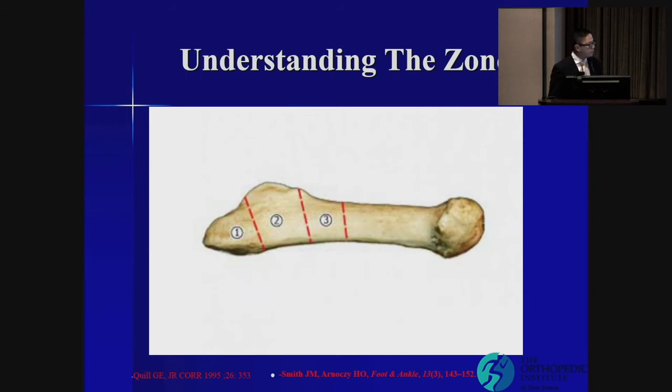Zone 1 is the base, where you do have your peroneal brevis attachment and your plantar aponeurosis attachment. Zone 2 is really the articulation between the fifth and the fourth metatarsal, and there's a lot of plantar ligaments attaching to it. And zone 3 is more of the proximal shaft, about 1.5 centimeters, extending 1.5 centimeters distal to zone 2.